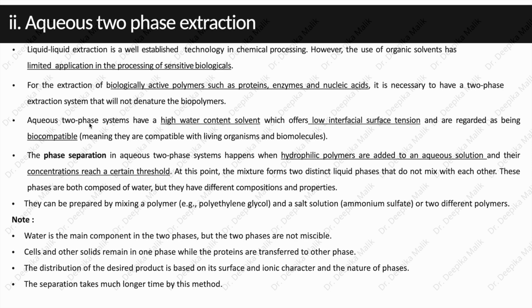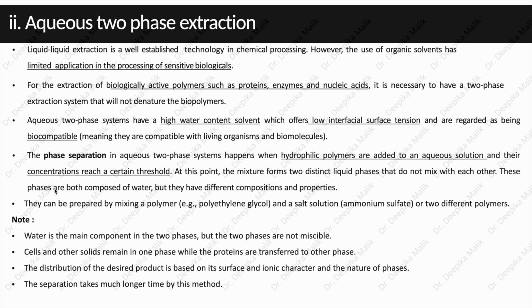This aqueous two-phase system has a high water content solvent which offers low interfacial surface tension and is regarded as being biocompatible, meaning it is more compatible with living organisms and biomolecules. The phase separation in an aqueous two-phase system happens when hydrophilic polymers are added to an aqueous solution and their concentration reaches a certain threshold. At this point, the mixture forms two distinct liquid phases that do not mix with each other, that is, they are immiscible.